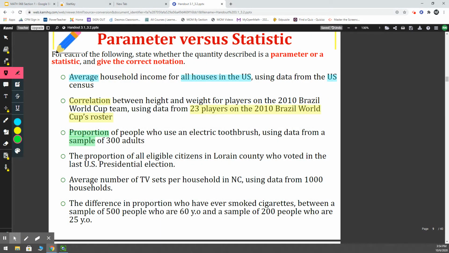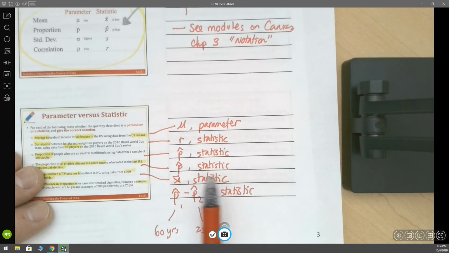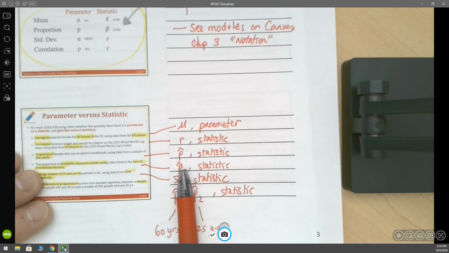The proportion, here we go again. We're going to take the proportion once again of all eligible citizens in Lorain County. So you might think you have a population. However, it's of those who voted in the U.S. election. Not everybody voted, and Lorain County isn't the entire U.S. So therefore, because it's from there, our eligibility here is just simply a sampling. So our Lorain County people stand for a p hat value from a statistic.